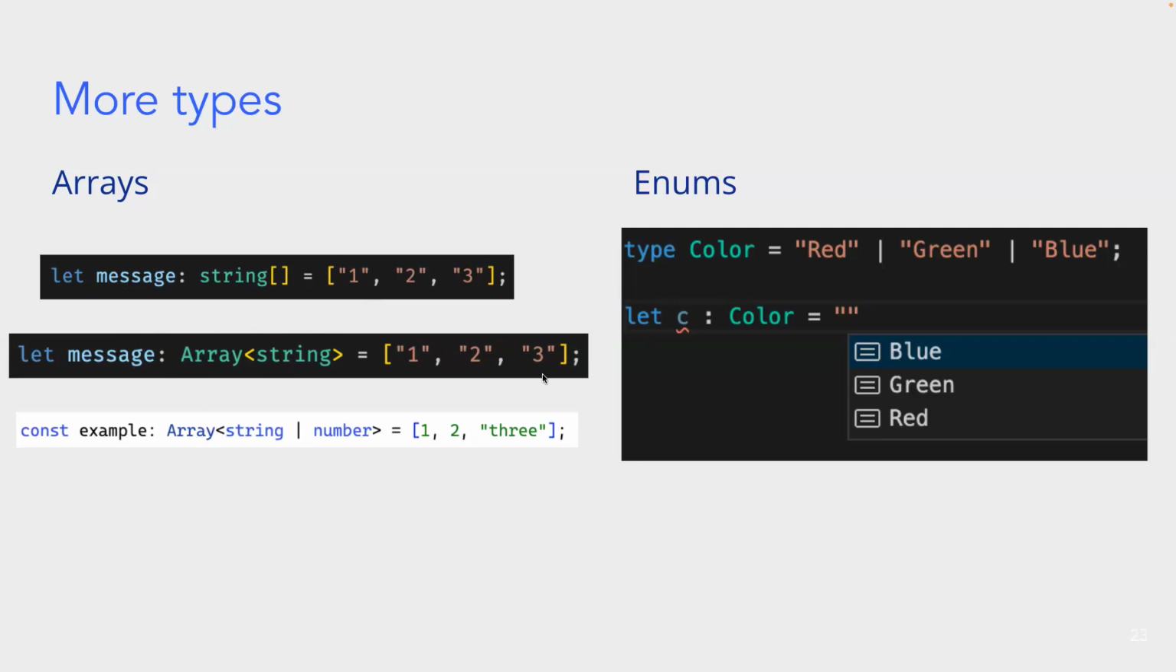If you, however, want to make your array have multiple types within them, then you can use this OR operator. So in the bottom example here, you can see that we're assigning the variable example to be an array of both strings and numbers. And this is how you could have an array with multiple types.